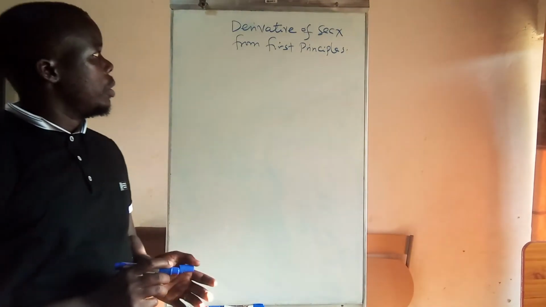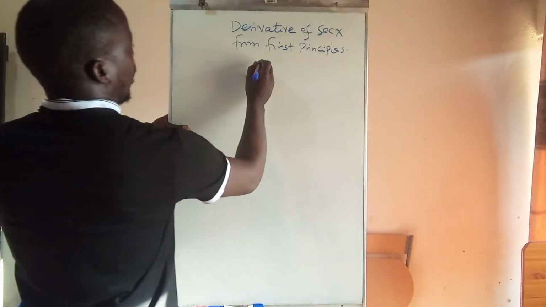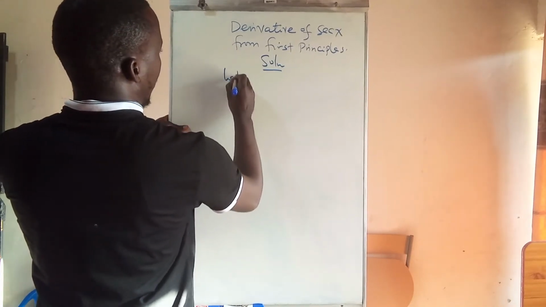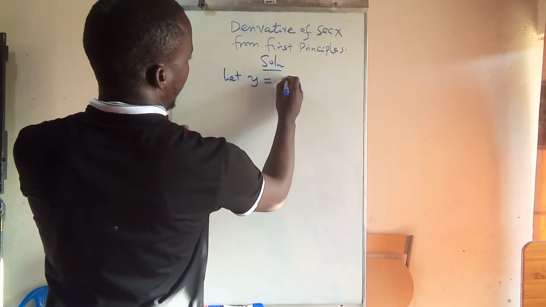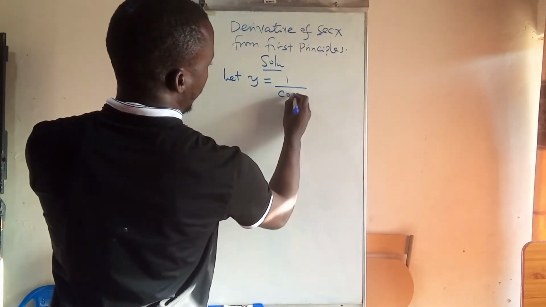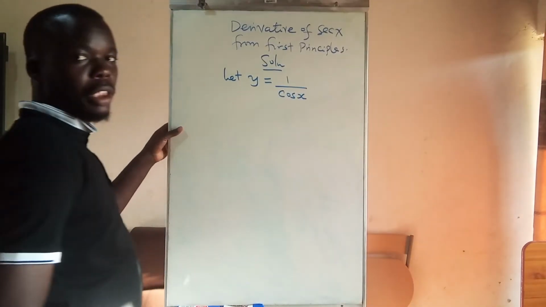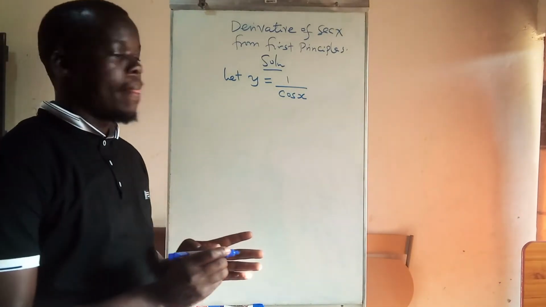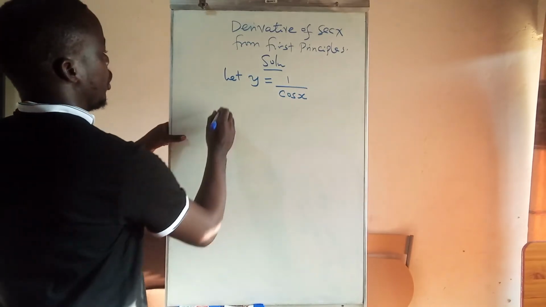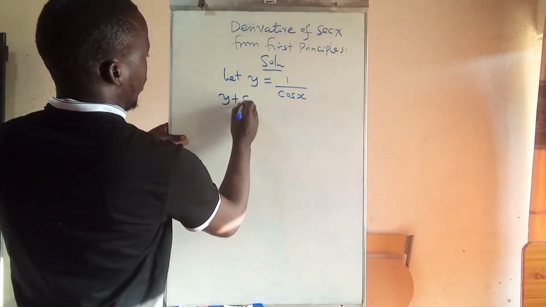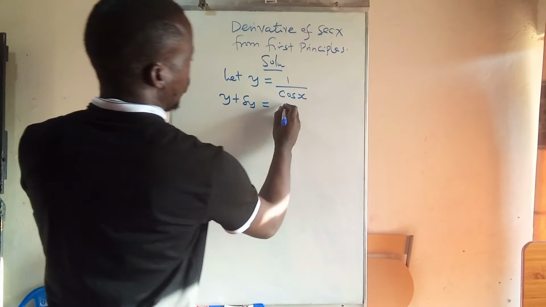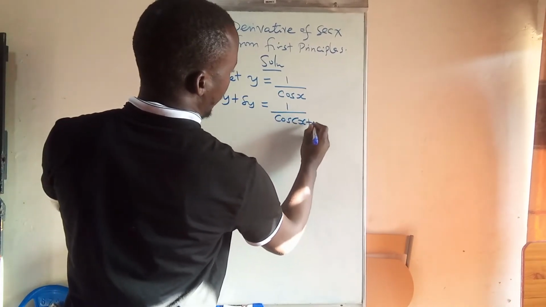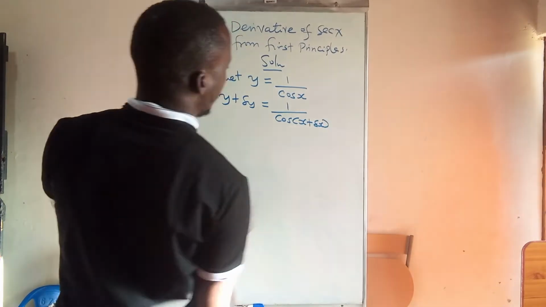Now what we're going to do is to first realize that for sec x we can let y be 1 over cos x, because sec x is the same as 1 over cos x. Then from this we shall take a small change on y as we take a corresponding small change on x. So we shall have x plus delta x there also.